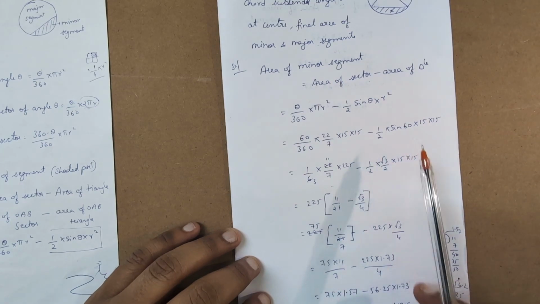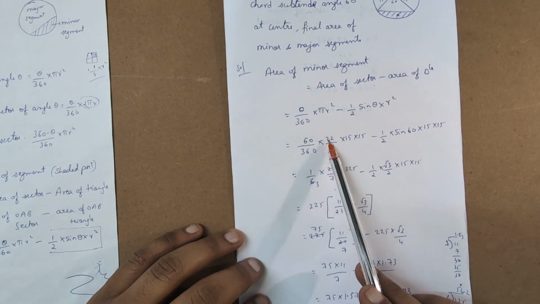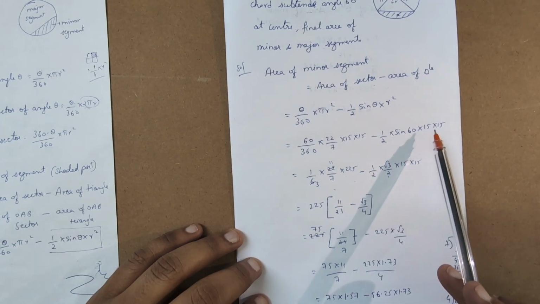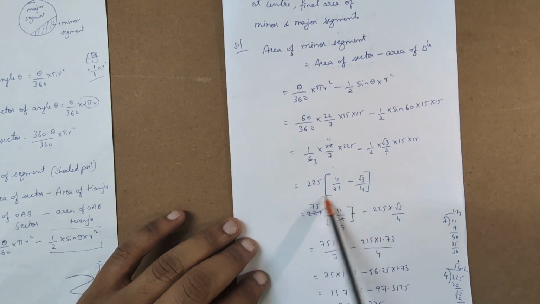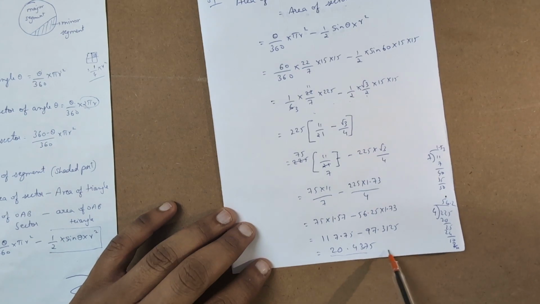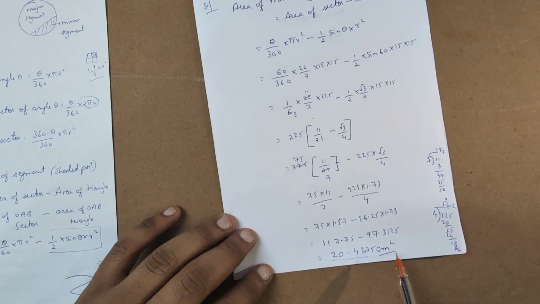Okay, so sin 60 we already know, it is root 3 by 2, as I directly mentioned. So 60 by 360 is 1 by 6 into 22 by 7 into 225 minus half into sin 60, which is root 3 by 2, into 15 into 15. Then solving this, we will get the final area of the minor segment as 22.4375 centimeters square. Area should always be mentioned in centimeter square because it is a multiplication of two values, that is side into side.